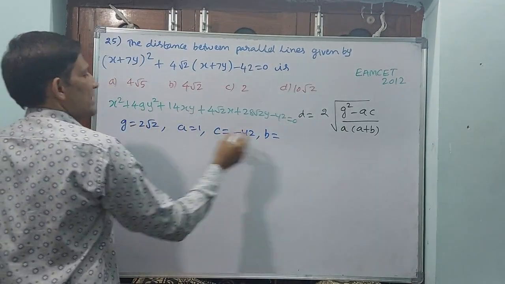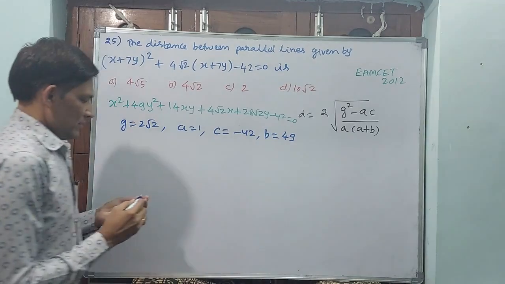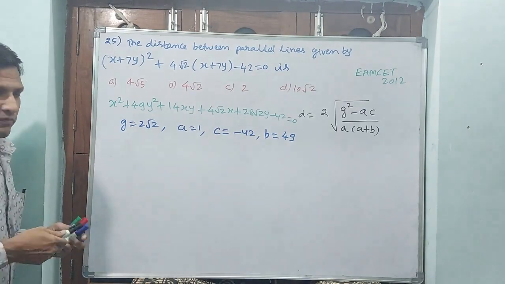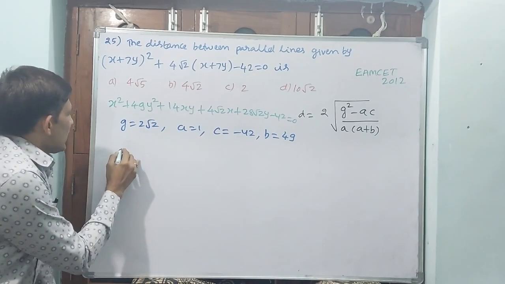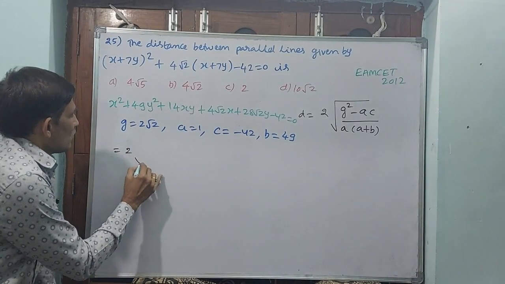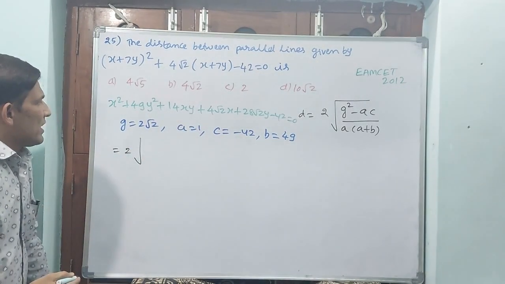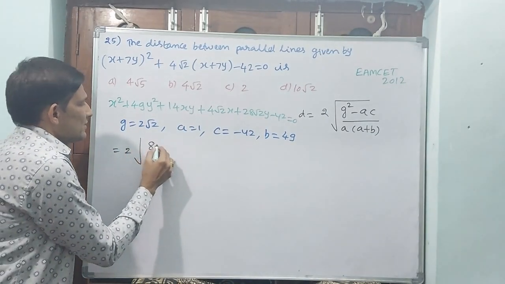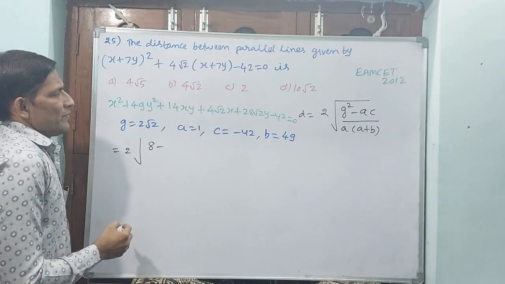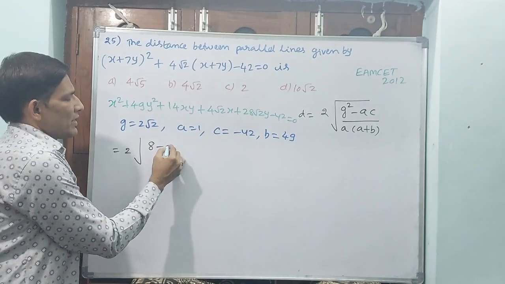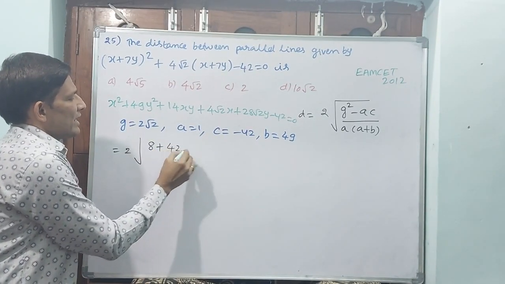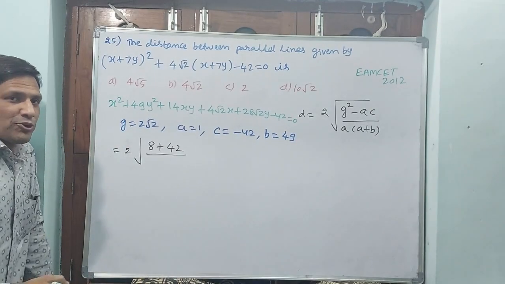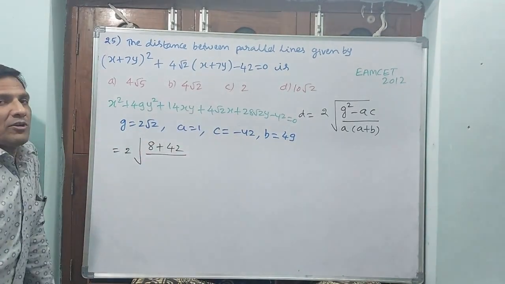B is 49. Okay, enough. This data is required to proceed further. Then you proceed further. You see, 2 times the square root of g square minus AC, that means 8 minus 1 into minus 42, plus 42. Why? Because minus 42 into 1 minus of minus 42 plus 42.